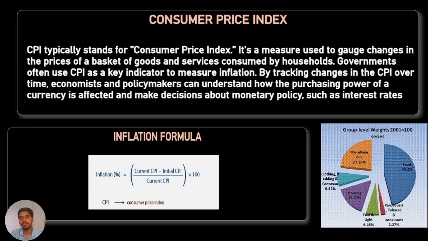By tracking these changes in the CPI over time, economists and policymakers can understand how the purchasing power of a currency is affected and make decisions accordingly. Now, this is the formula of inflation, which is current CPI minus initial CPI upon current CPI multiplied by 100. Now, let me give you an example of CPI for better understanding.